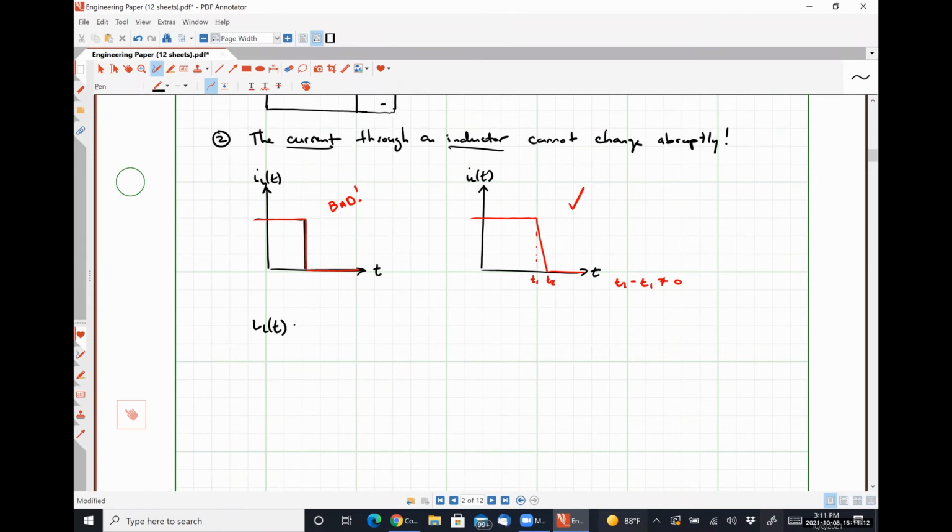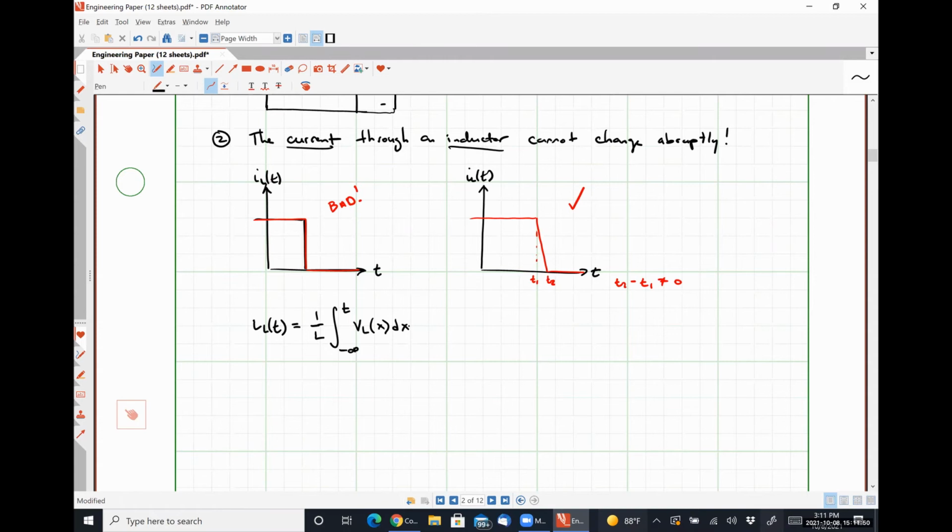Inductor current, IL of t, will be equal to 1 over the inductor value times the integral from negative infinity to t of VL as a function of x dx, where x here is just a dummy variable representing time. So because I have time as one of the limits of my integration, it shouldn't be showing up inside my other stuff.